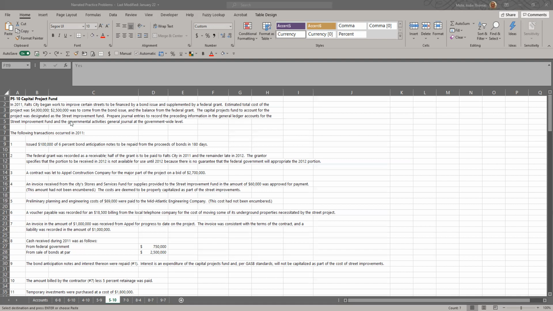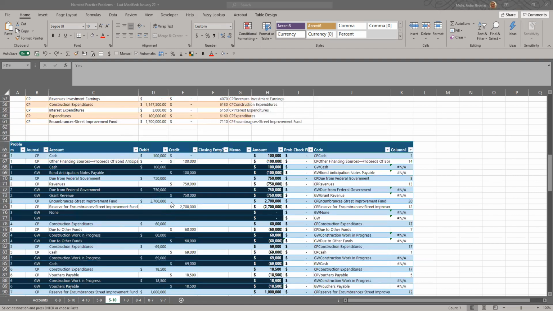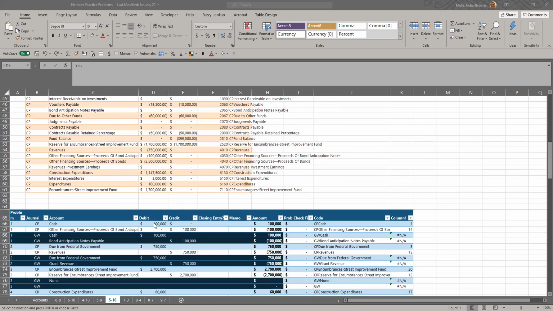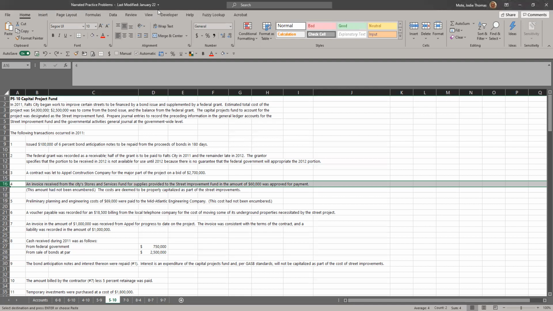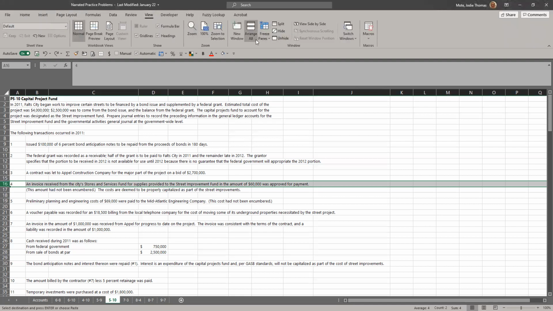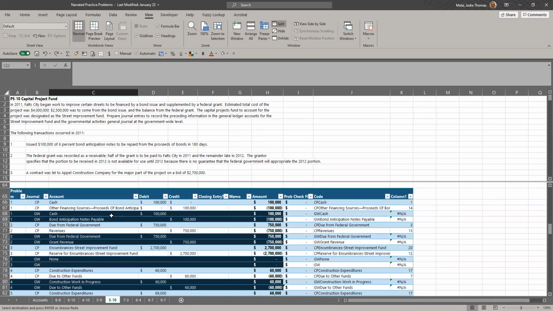the following transactions occurred in 2011. All right, so here we go. We're just recording all these and we're recording them at the government-wide level also. So if we look here, we got a trial balance, and I've already filled it out because I felt like I was wasting too much of my time on y'all's videos and your time by typing and scrolling and stuff like that. So let's split the screen so that we can see our problems while we're doing our entry. So this first one, it's easy.